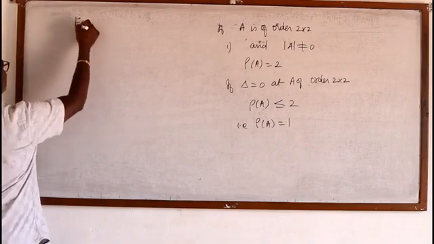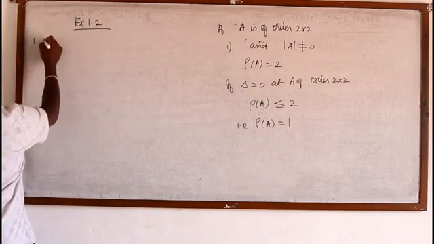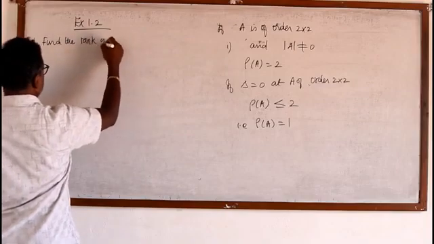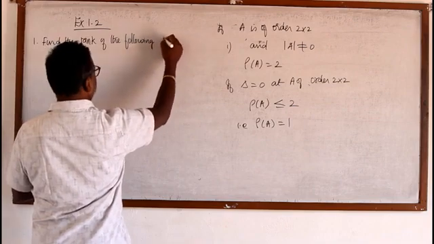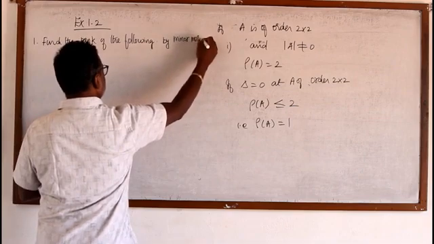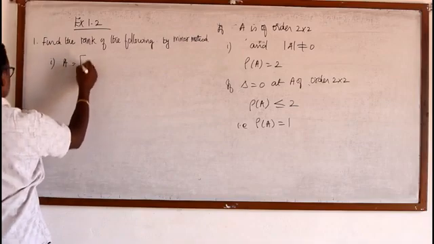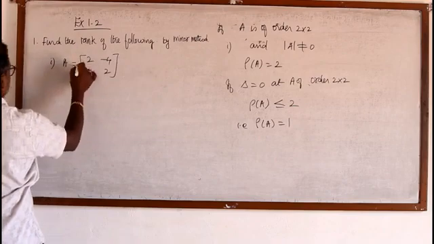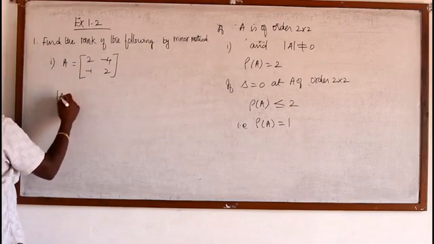Exercise 1.2. First problem. Find the rank of the following by the minor method, that is, the determinant method. First one, A equals the matrix 2, minus 4, minus 1, 2. We shall find this by the determinant method. Minor method means determinant method. So find the determinant of A.